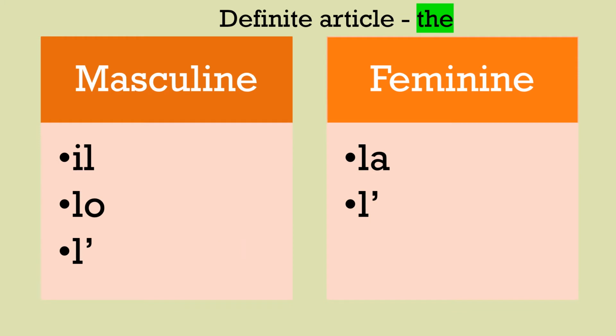Next, we have the definite article, which is English the. The masculine definite articles are il, lo, or l', which just makes it the L sound, l. And the feminine ones are la or l'.